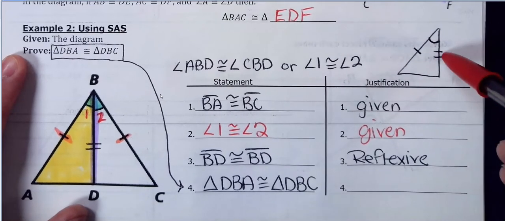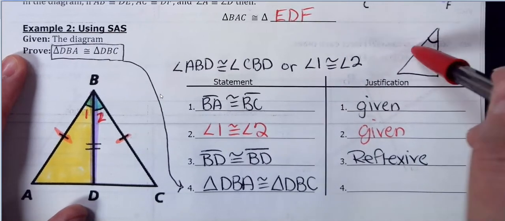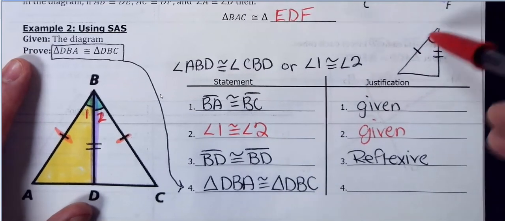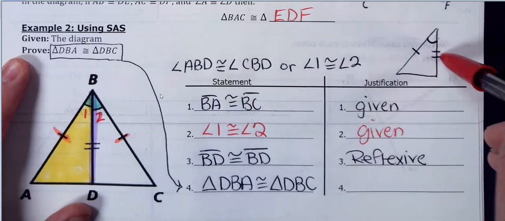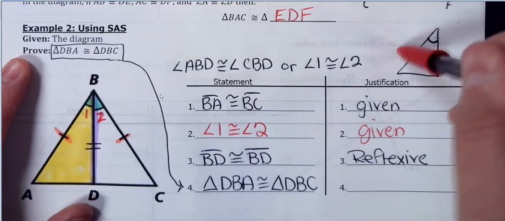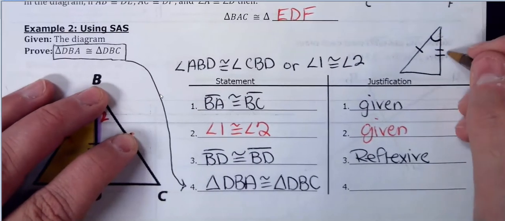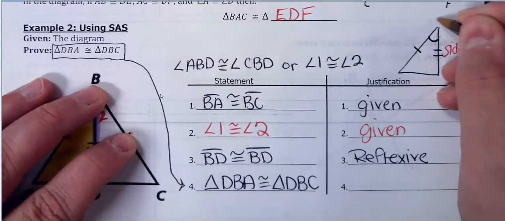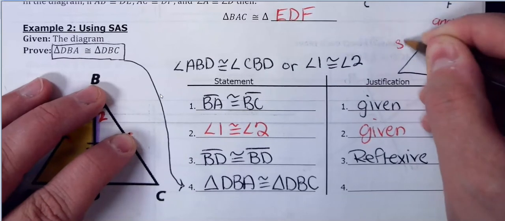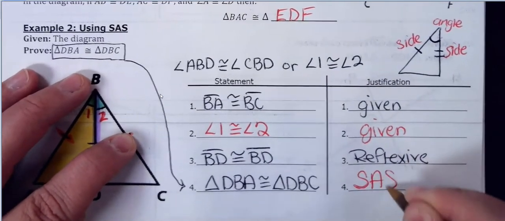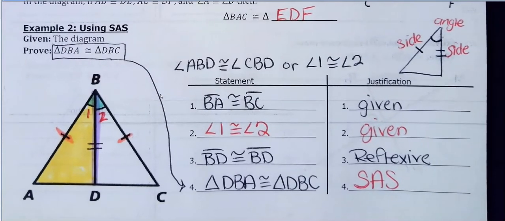So if I do here, I could do side, angle, side. If I started with the angle, right, I could go angle, side, but then I have to go completely around the triangle to get to the next. You have to be able to touch the parts in order, and that'll help you figure out which one you're using. So this is a side, this is an angle, and this is a side. So that justification, side, angle, side, just a little abbreviation, SAS. And that's why those two triangles are going to be congruent to each other.